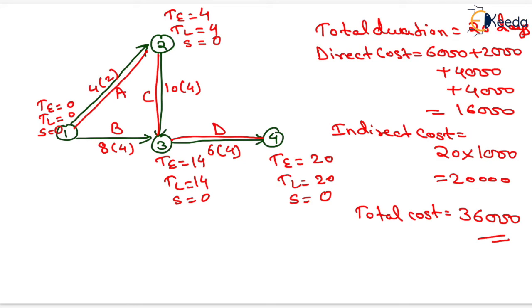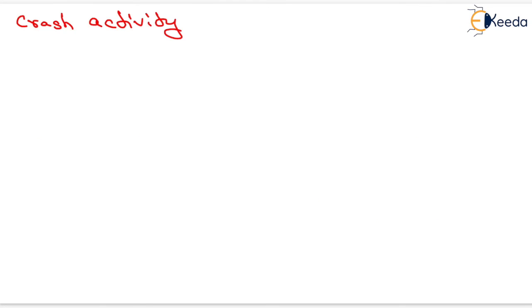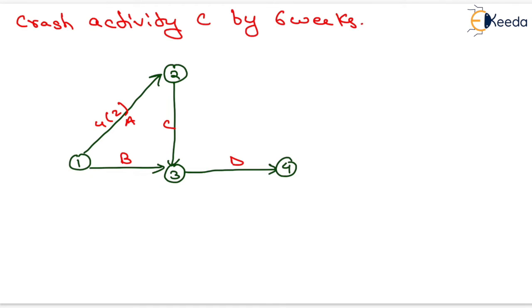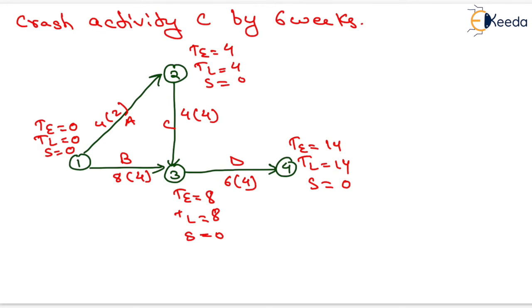We have to crash activity C by 6 weeks. So for this network diagram, we have to write the normal duration as well as the crash duration. So here for activity A, normal duration will be 4 and crash duration will be equals to 2. Here we had crashed this activity by 6 weeks, so normal duration will be equals to 4. Now here 8 and 4 is written and here 6 and 4 is written. Now that is the network diagram as per the second condition, that is crashing activity C by 6 weeks.